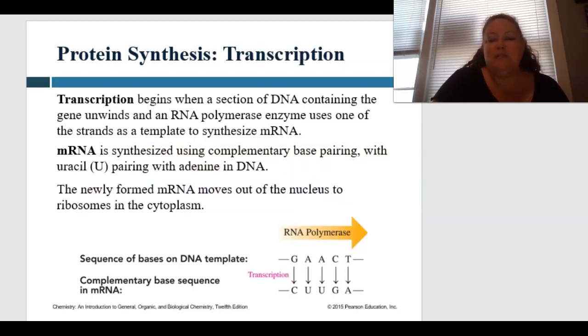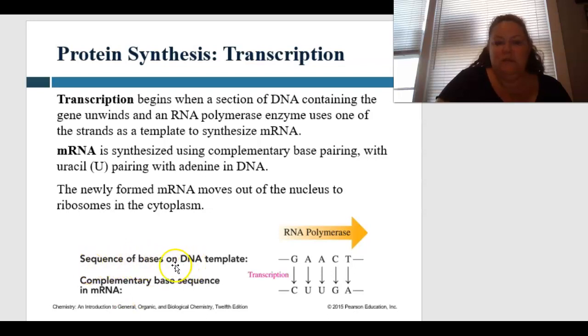So looking closer at transcription. Transcription begins when the section of DNA that contains the gene unwinds, and an RNA polymerase enzyme uses one of the strands as a template to synthesize or make messenger RNA. mRNA is then synthesized or made using complementary base pairings, with uracil pairing with adenine in DNA, because remember, our RNA is a diva, so there are no T's. We instead are going to pair with a U. And then the newly formed messenger RNA moves out of the nucleus and into the ribosome in the cytoplasm to be made into a protein.